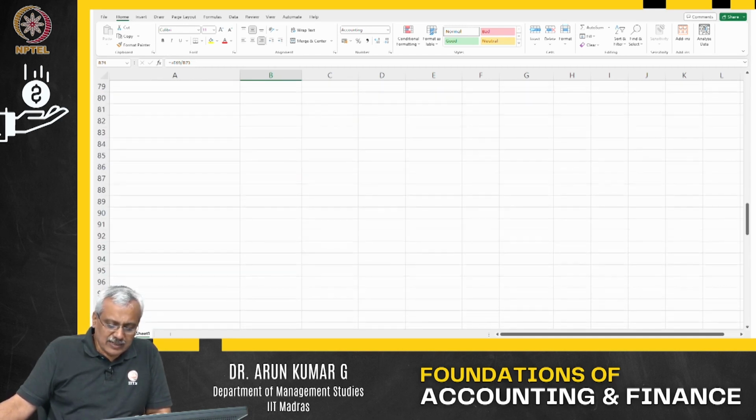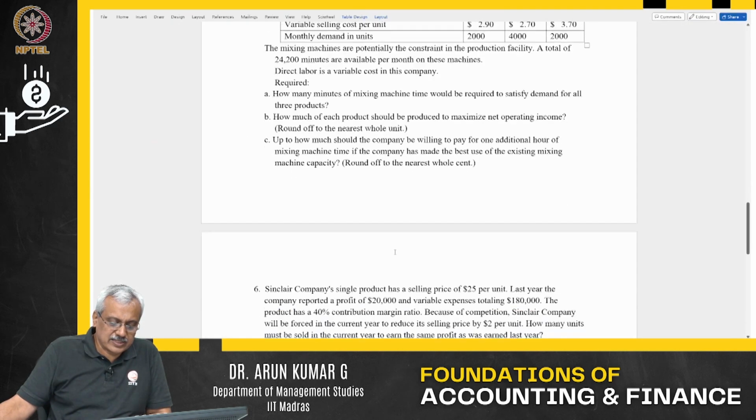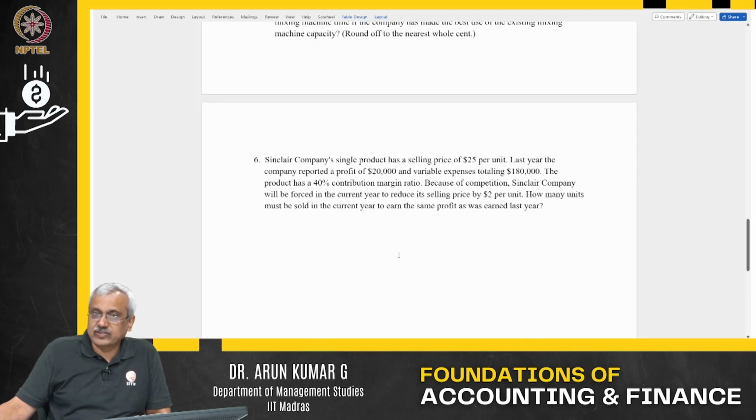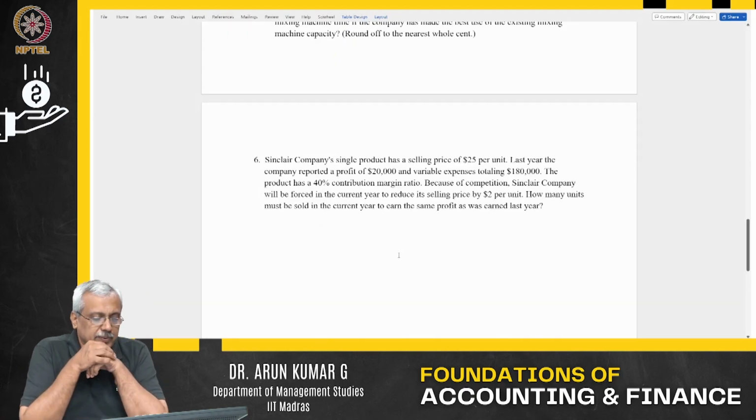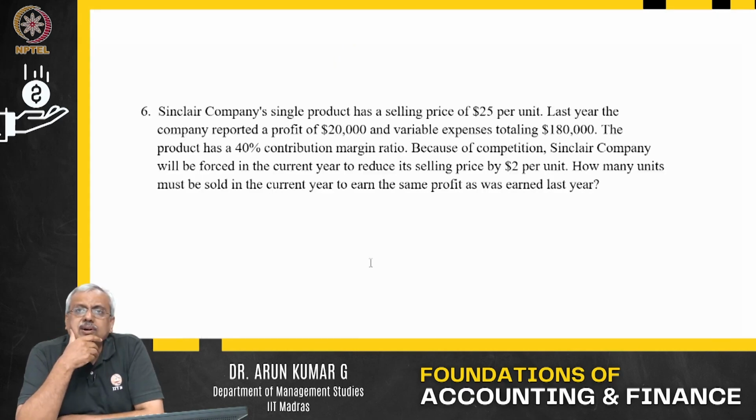Now, let us look at the next one, the sixth question, and I have two more questions. With that, we will close. I think I have two more pieces of problems. With that I will end the decision making part of it. After that, we move to the next part, that is the budgeting part of it and so on.